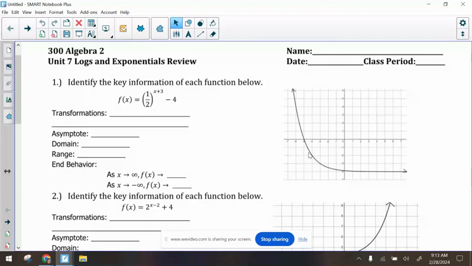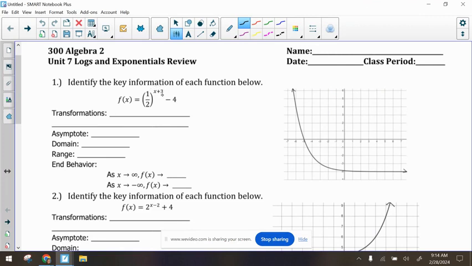To identify the key information of the function below. So this first function in number 1 is an exponential decay function because my base is between 0 and 1. So I know that it is going down when we look from left to right. We have 2 transformations on this function. So one that moves it horizontally and the other that moves it vertically.